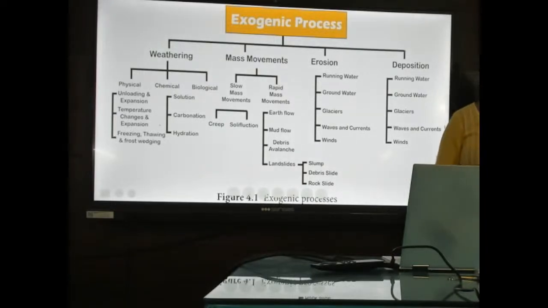So have you seen the Kailashnath temple at Ellora? Yes. How is it formed? It is on a single stone. It is called something which is made up of single stone.